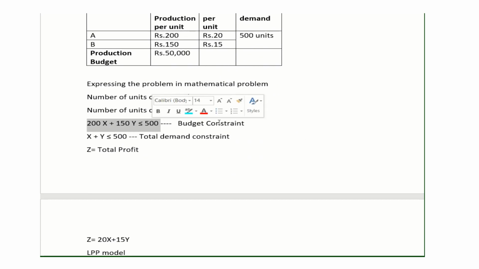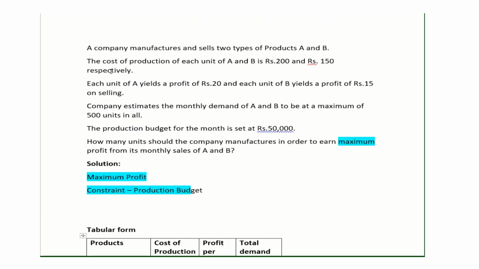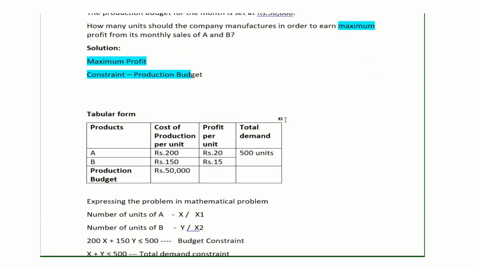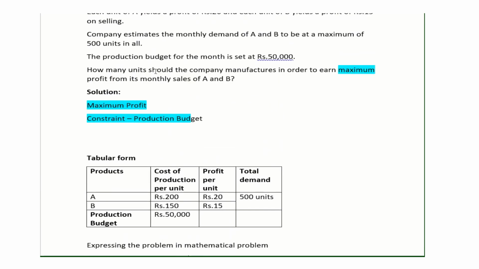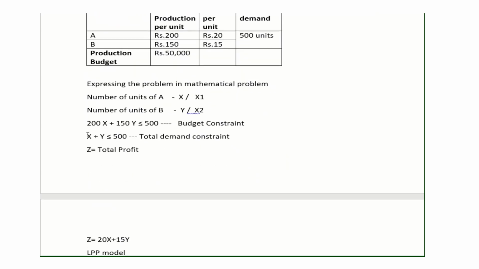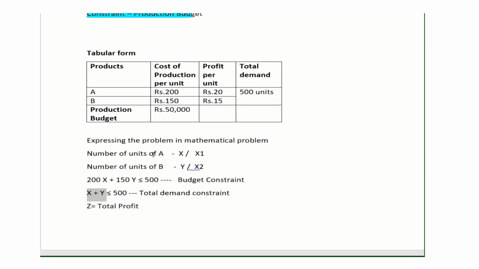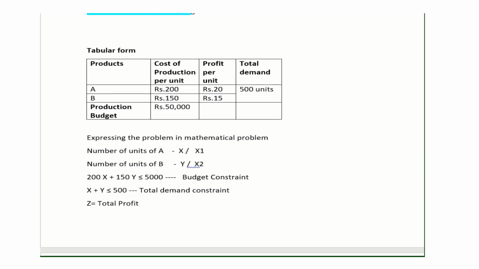It's a budget constraint. Next, you have to maintain what the constraints available are. Next is the production budget for the month, which is set to rupees 50,000. The production budget is for the manufacturing of both products, not a single product. So we have to utilize that the spending is up to 50,000 in total.